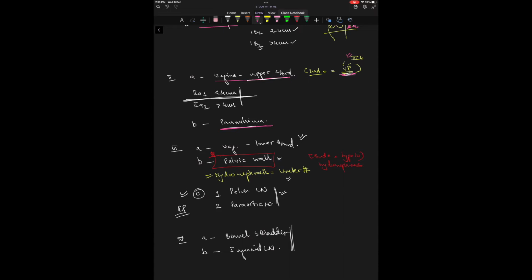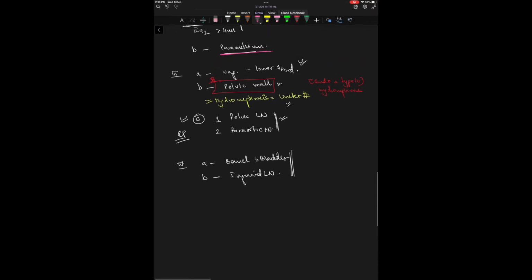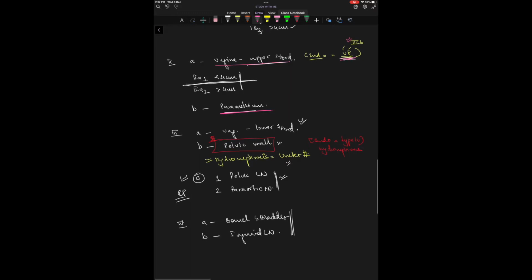Alright, then coming to stage 3, what was left? 3A, vagina, which is the lower 1/3. Stage B, involvement of the pelvic wall. Very important to note here, pelvic wall involvement means stage 3, while in endometrial cancer it was being involved in stage 4. Okay, what was also there in stage 4 in endometrial cancer? What was there? Hydronephrosis, right?